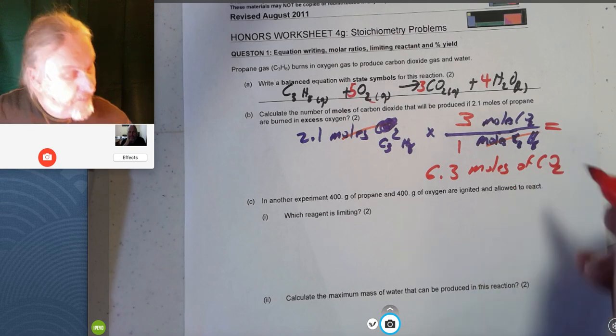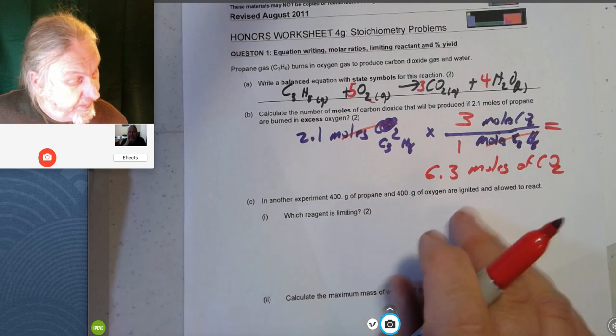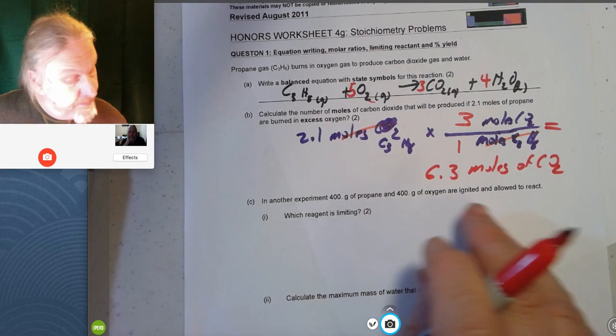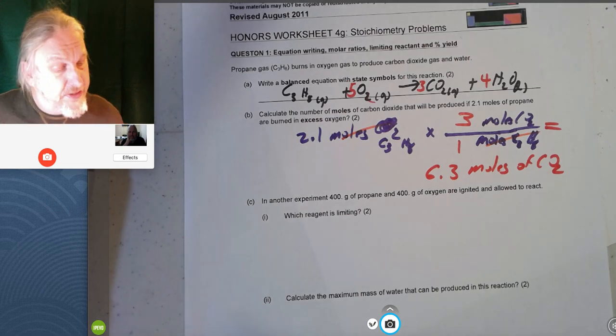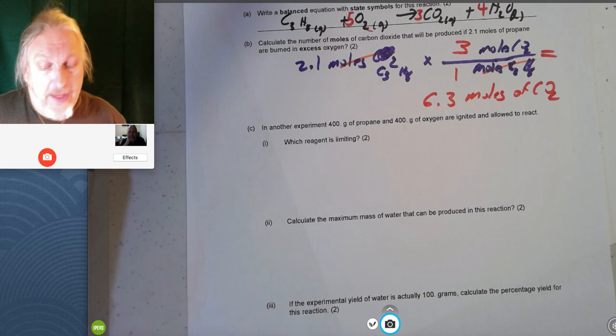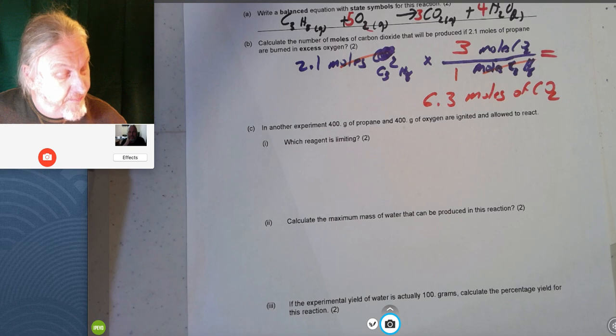Okay, in another experiment, 400 grams of propane and 400 grams of oxygen are ignited and allowed to react. So this is a limiting reactant problem. And I want to do it the BCA method. We can also do it by dimensional analysis at a later date if you want.